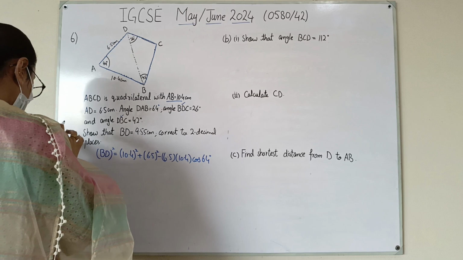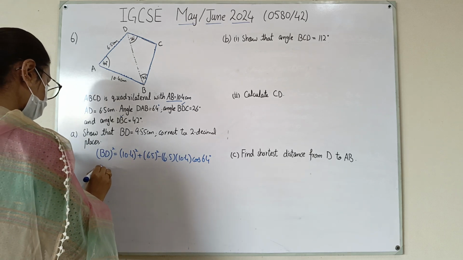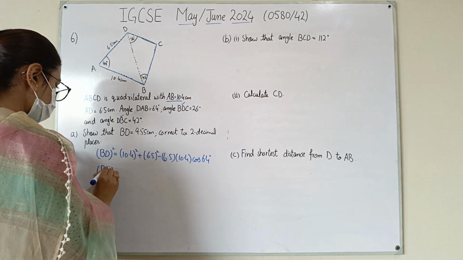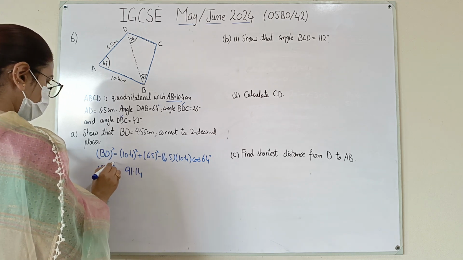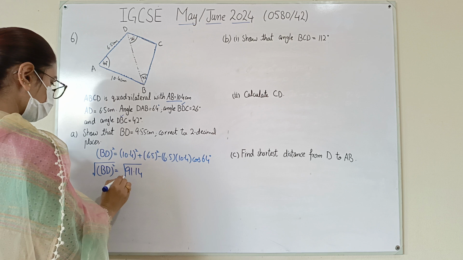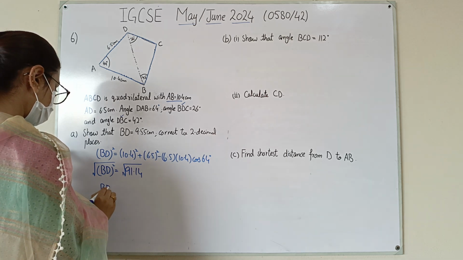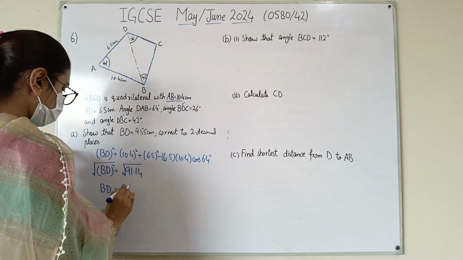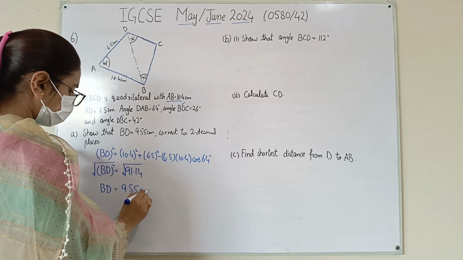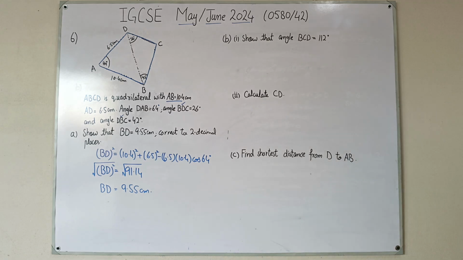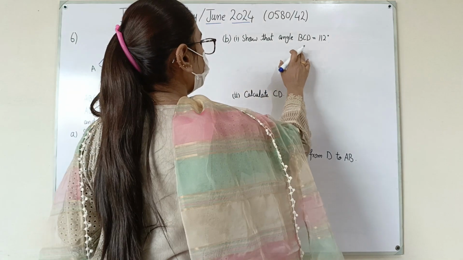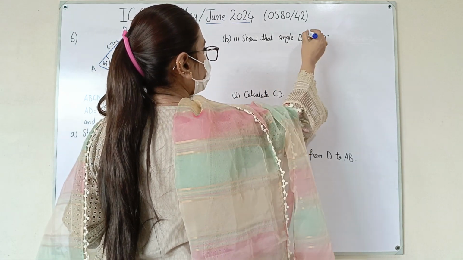After calculating you will get the answer, whereas BD square is equal to 91.14. Now take the square root on both sides. So BD will be 9.55 centimeters. This is already given by the examiner. Let's move toward question number B, part number 1. In part number 1, he says show that the angle BCD is 112.